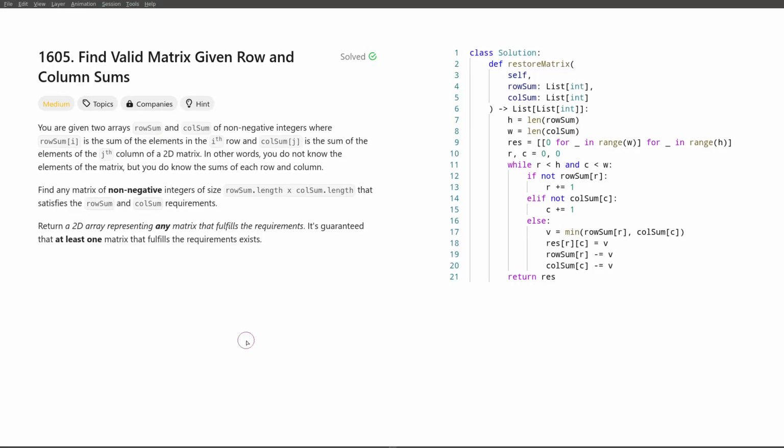Hello everyone, today we'll talk about the problem find valid matrix given row and column sums. A self-explanatory title for a very natural problem.